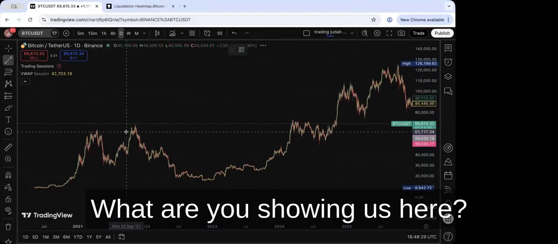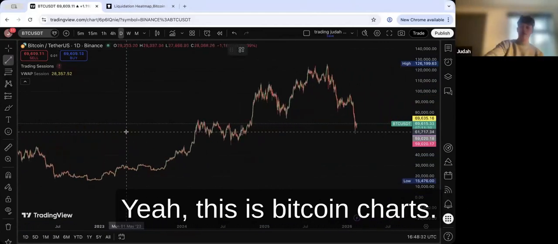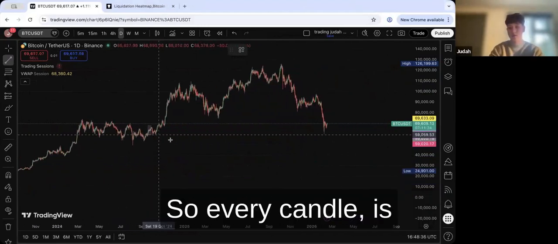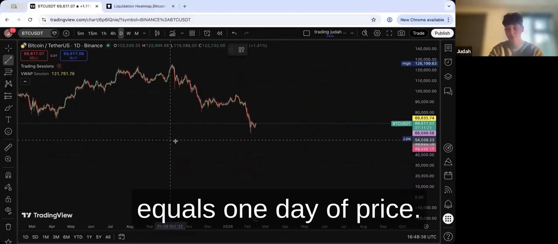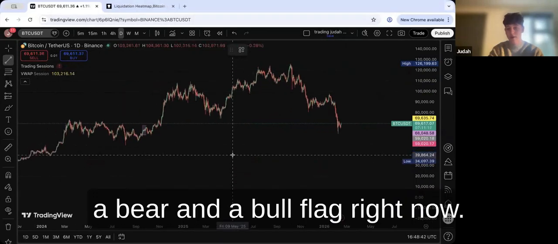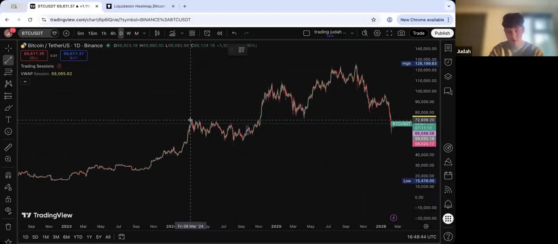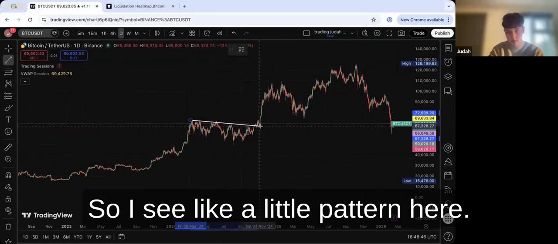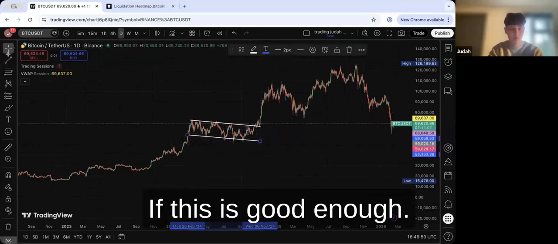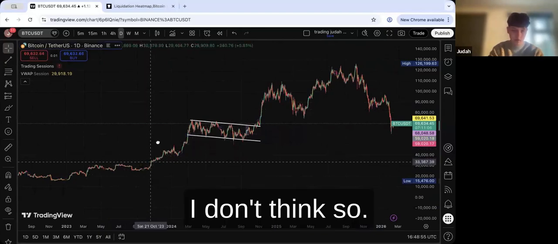What are you showing us here, Judah? Yeah, this is the Bitcoin chart, the daily time frame, so every candle equals 1 day of price action, and I'm looking to see if I can find a bear and a bull flag right now. I see a little pattern here, but I don't know if this is good enough. I don't think so.